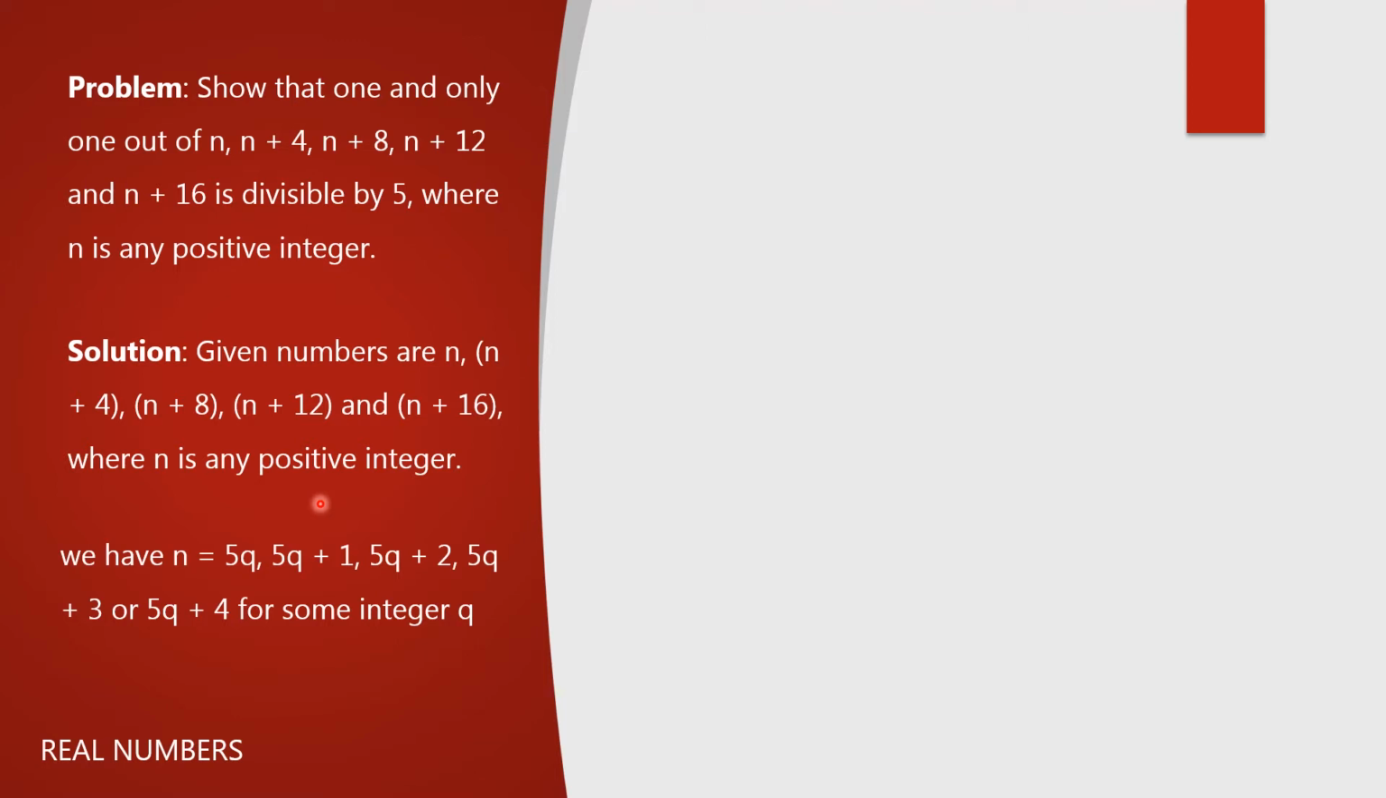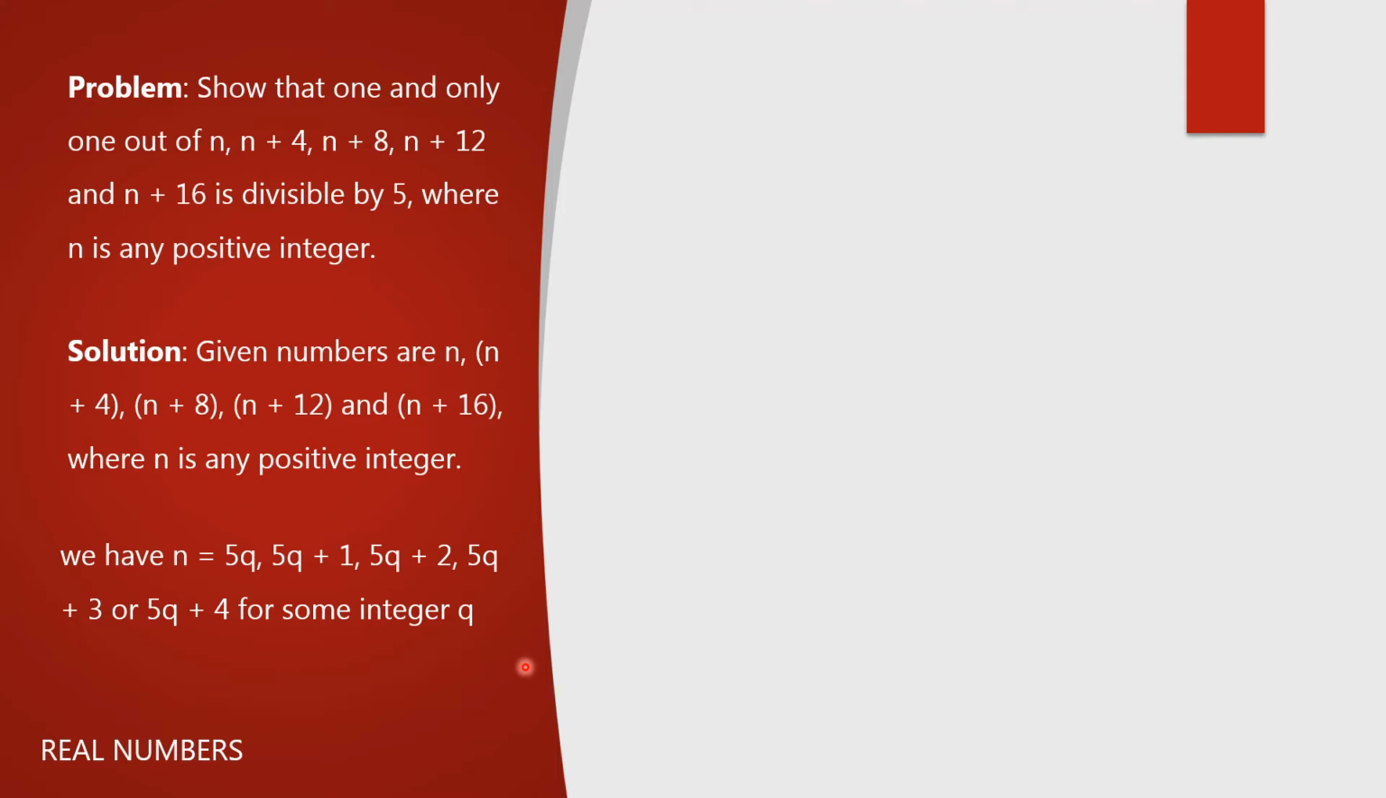Now we have n is equal to 5q, or 5q plus 1, or 5q plus 2, or 5q plus 3, or 5q plus 4 for some integer q. We know this already. By Euclid's division lemma, every positive integer is of the form 5q, 5q plus 1, 5q plus 2, 5q plus 3 or 5q plus 4 for some integer q. This we got by using Euclid's division lemma only, by taking a is equal to n and b is equal to 5.